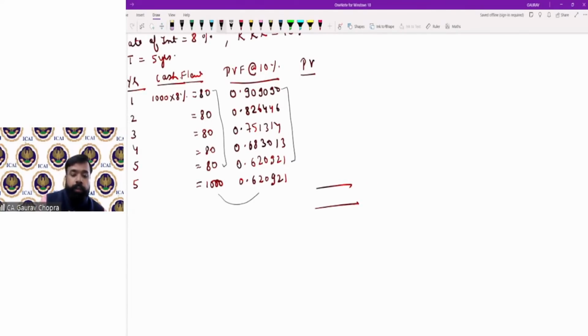First step is 1 divided by 1.1. Press equal to for 5 times. Then GT button and multiply by 80. यहाँ तक किया आपने. 1 divided by 1.1. Press equal to 1, 2, 3, 4, 5. Then GT and then multiply by 80.